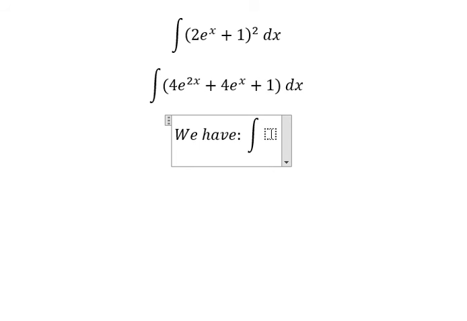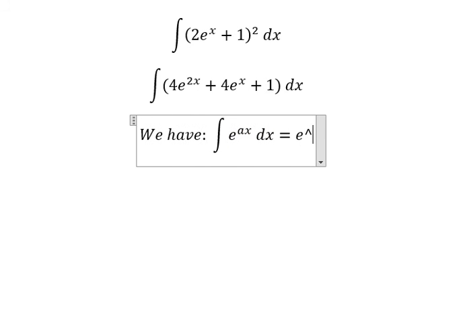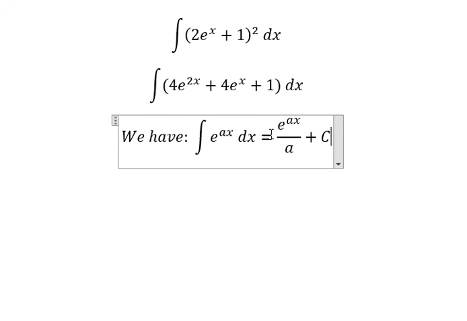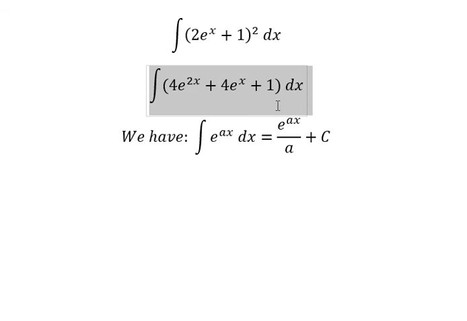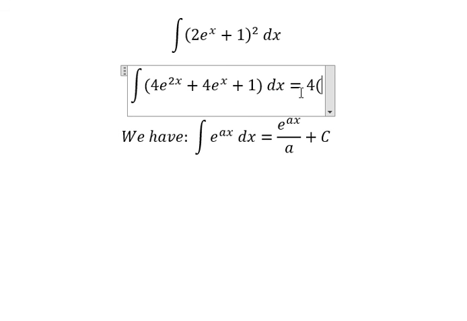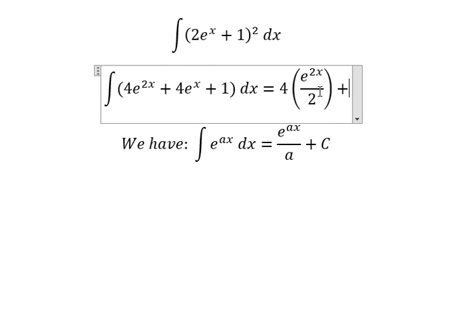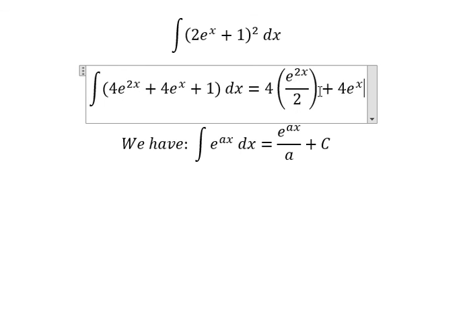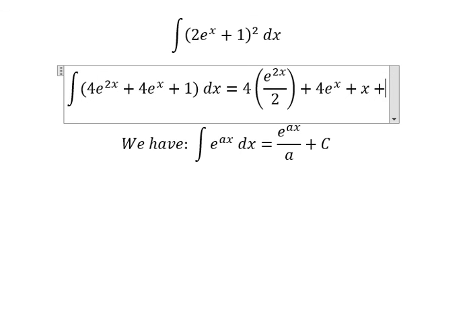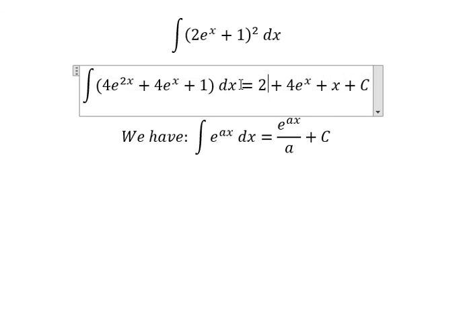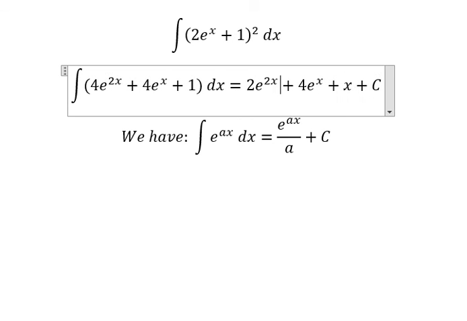The integration of e to the power of as dx, we have e to the power of as over a, and we put c in here. Now we can apply the same. The integration of this one, we have e to the power of 2s over number 2. This one is e to the power of s, and this one you got s, and we put c. Number 4 divided by number 2, you got 2e to the power of 2s.